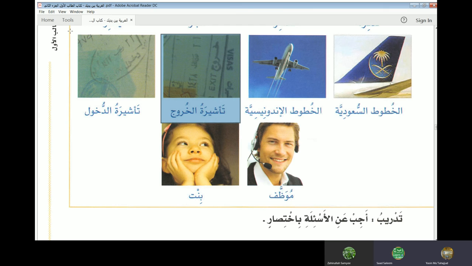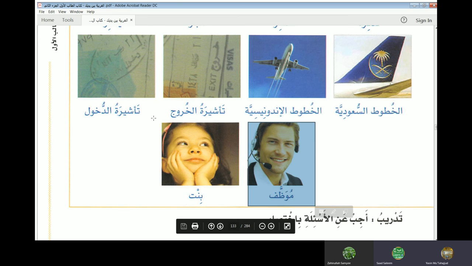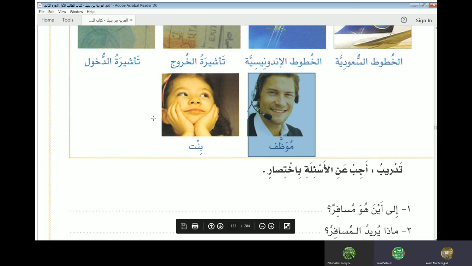Ta'ashiratu khuruj, that's exit. Exit visa. Ta'ashiratu dukhul, and that's entrance visa, right? Entrance visa.